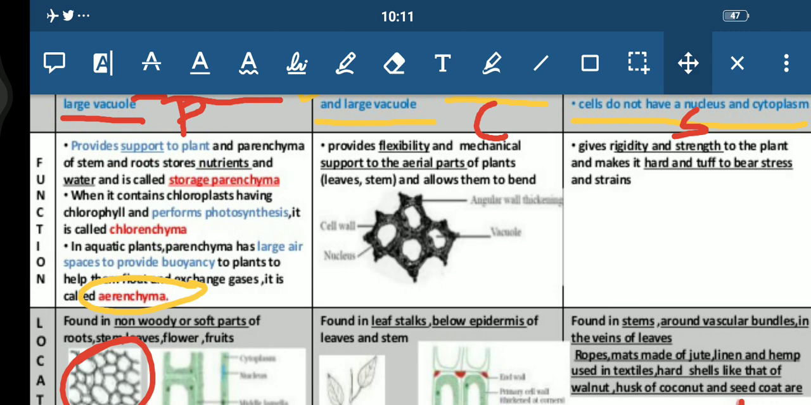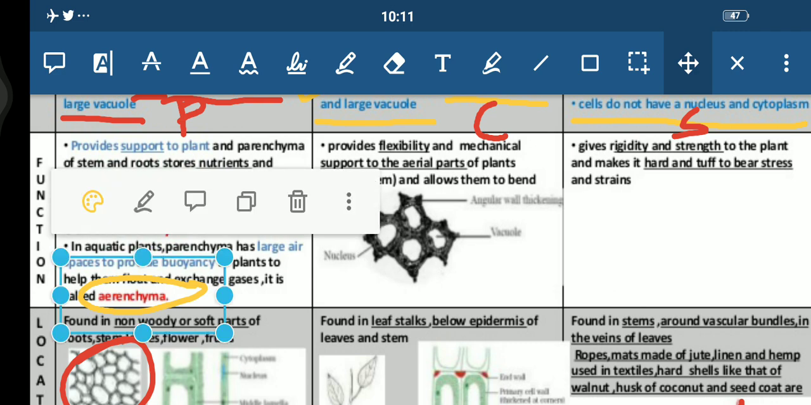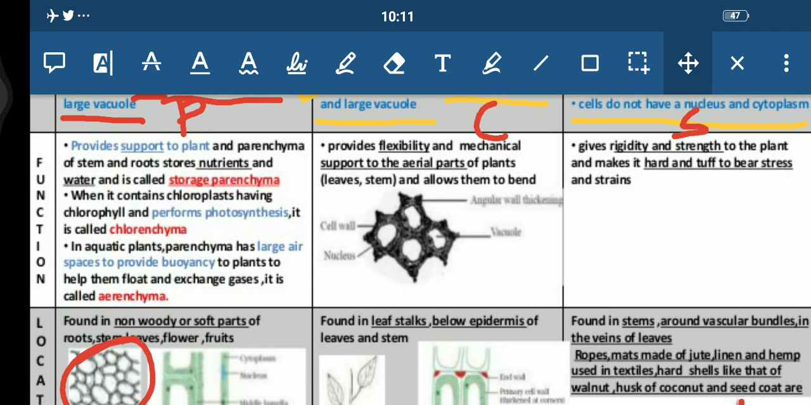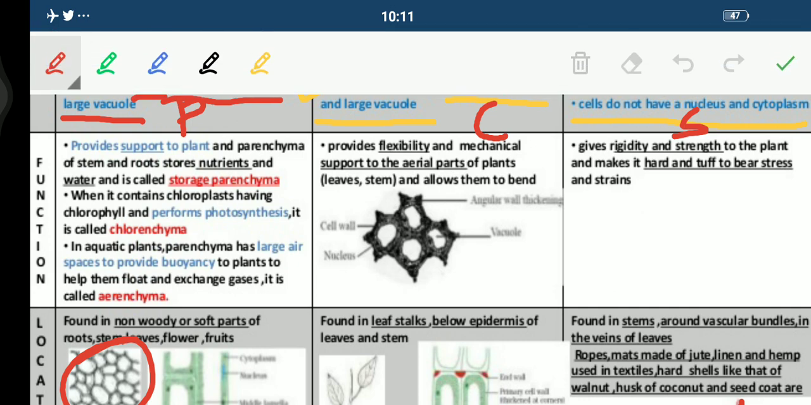See, now look here. The first point I am going to show you again. See, it is chlorenchyma and aerenchyma. So first of all, we should know what is chlorenchyma and what is aerenchyma.